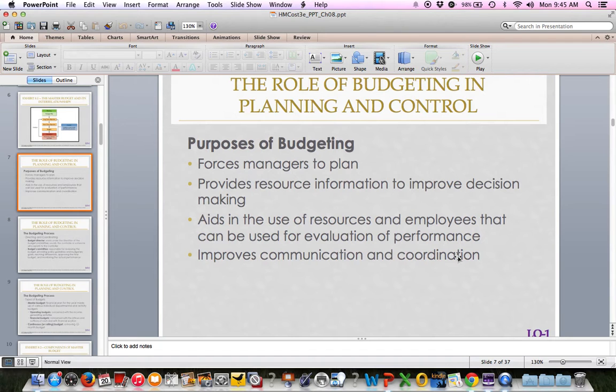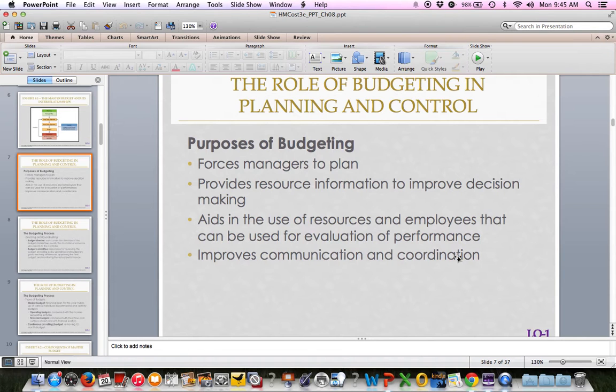Improving communication and coordination. It's to try to make sure that there is a plan, you're forced to plan. It's to provide information. It's to allocate resources. Every business has finite resources, so we have to decide how we will use those resources to achieve our goals and make the most money, basically.